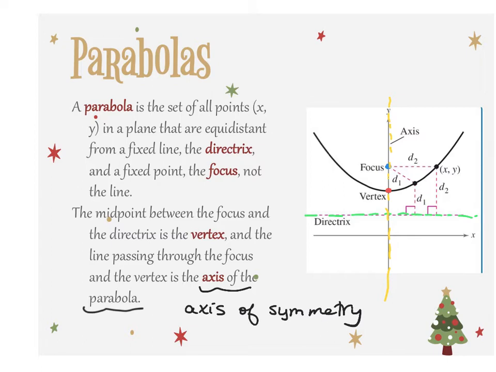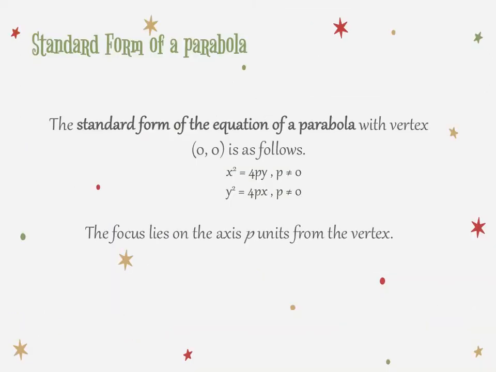We're going to learn how to calculate the value of P. And what P is, P is going to be the distance between the blue and the red here, between the focus and the vertex. The P value is going to be the distance, and it's going to be the same as the distance between the vertex and the directrix. So that's going to be the P value that we calculate. Let's see what the standard form of an equation of a parabola is.